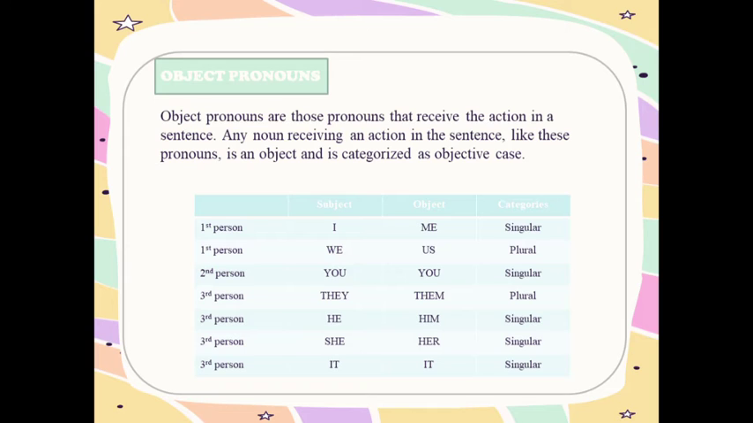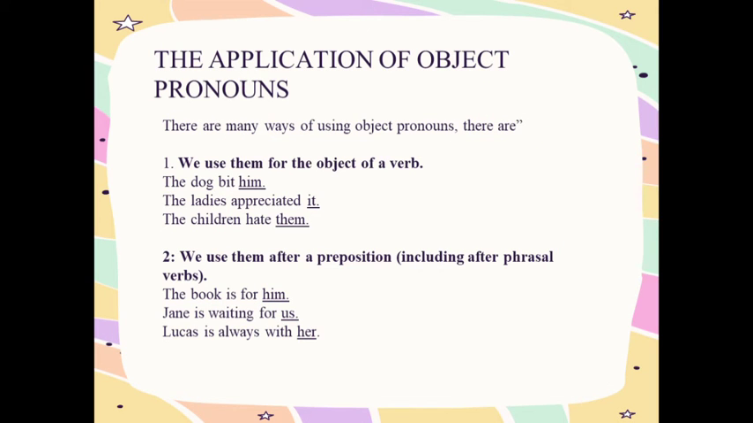The subject they becomes them. The subject he becomes him. The subject she becomes her. Lastly, the subject it doesn't have any change, so when it becomes an object, it's still it. We use object pronouns if the pronoun is not the subject of the verb. There are many ways of using object pronouns. We use them for the object of a verb.